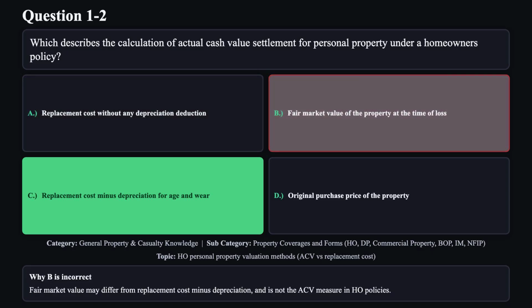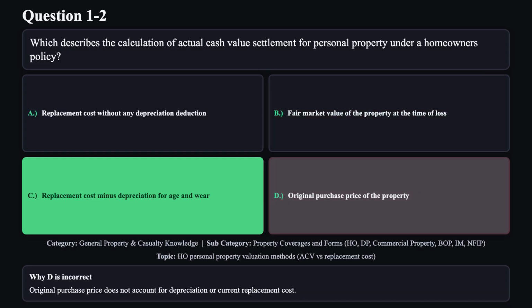Reason B is not correct. Fair market value may differ from replacement cost minus depreciation and is not the ACV measure in HO policies. Reason D is not correct. Original purchase price does not account for depreciation or current replacement cost.